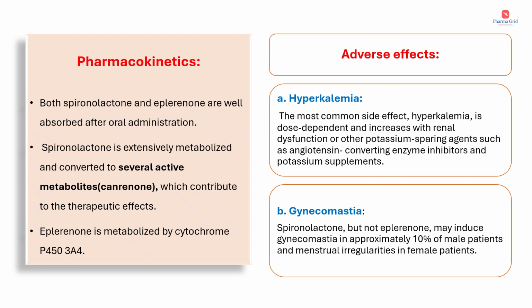Now, these potassium sparing diuretics, mainly the aldosterone antagonists, have two major adverse effects, that is hyperkalemia and gynecomastia. Hyperkalemia is the most common side effect. It is dose dependent and increases with renal dysfunction or with concomitant use of other potassium sparing agents such as ACE inhibitors, angiotensin converting enzyme inhibitors, and potassium supplements. The next adverse effect is gynecomastia. It is commonly seen with spironolactone but not with eplerenone. Spironolactone, but not eplerenone, may induce gynecomastia in approximately 10% of male patients and menstrual irregularities in female patients.